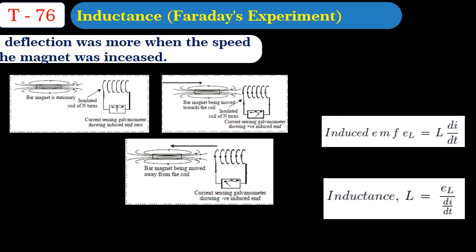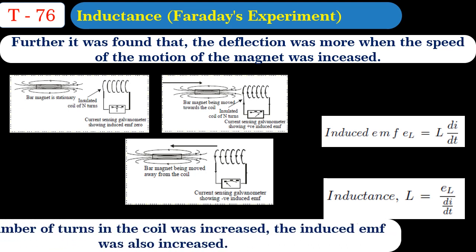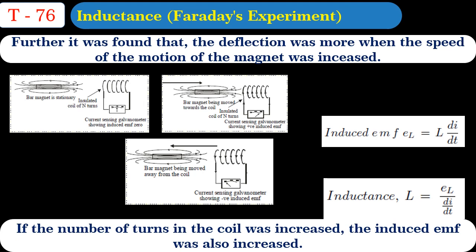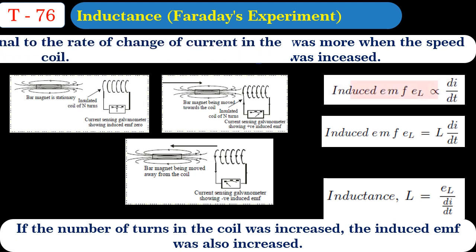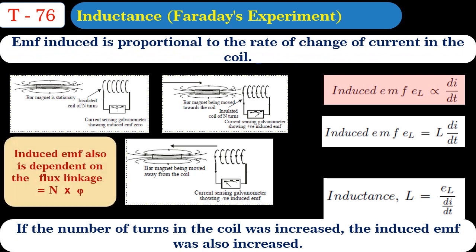Further, it is found that the deflection was more if the velocity of the motion of the magnet was increased. If the number of turns was increased, EMF also was found to increase. The conclusion is EMF depends on the rate of change of current, that is di by dt. The induced EMF also is dependent on the flux linkage, and the flux linkage is equal to N into phi Weber turns. EMF induced is proportional to the relative motion between the coil and the magnet, meaning either the coil can be kept stationary and the magnet is moved, or the magnet can be kept stationary and the coil can move, the result will be same.